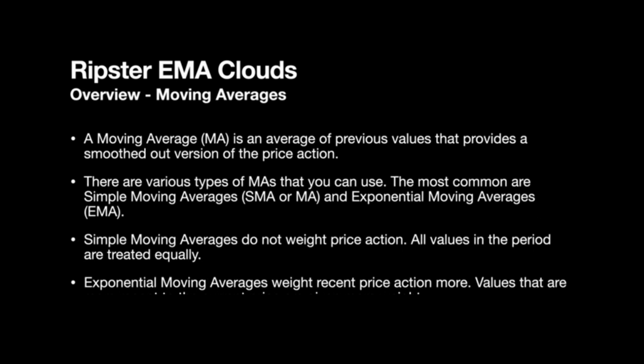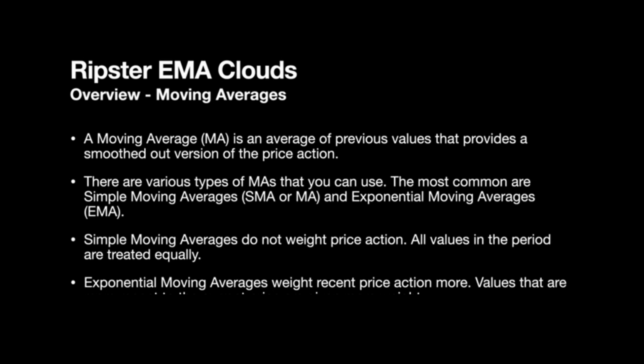Okay, so let's talk about moving averages. A moving average is effectively an average of previous values that provides you a smoothed out version of the price action. The reason you do this is so you can understand a general trend as price action changes and it starts to proceed in a direction or maintain a direction. Taking an average of that can give you a sense of which way it's headed overall based on a period. That can be shorter or longer depending on what level of trend you're looking at. And there are different types of moving averages that you can use.